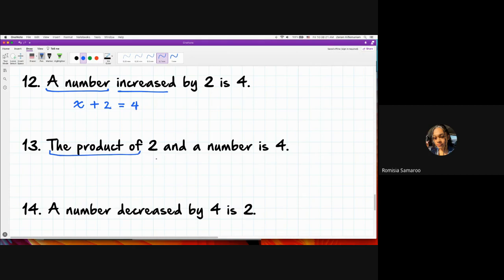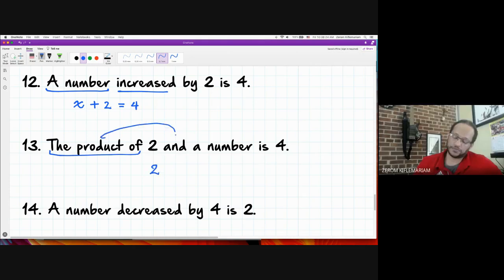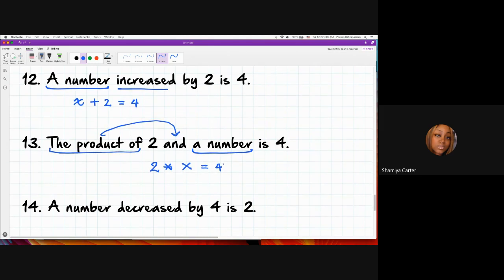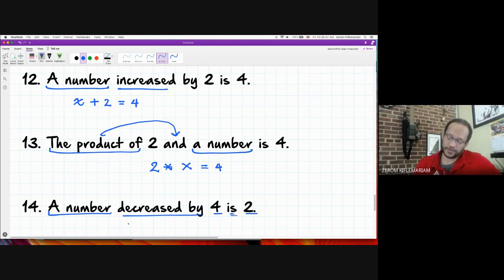The next one is what? 2 times x is 4. 2, and would be multiplication. A number x is equal to 4. 14 is x minus 4 equals 2. So we have x minus 4 equals 2.